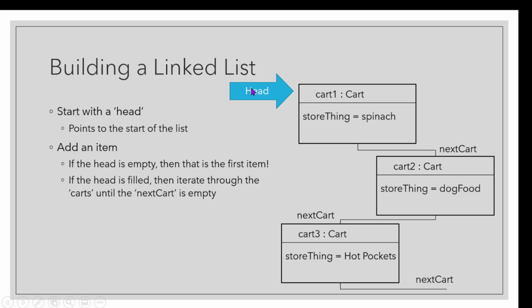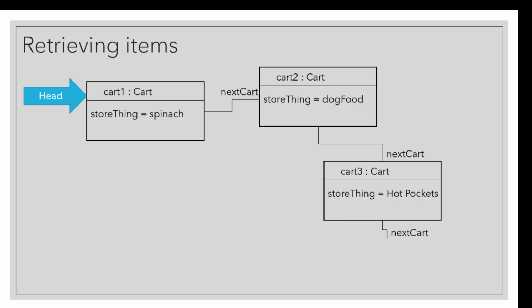We just start at the head. If that's not null, we just keep going. We iterate through them. While node.next is not equal to null, the node is equal to node.next, and then node.next again, until we get down to when it's equal to null. And when it's equal to null, we create a new node, a new cart, throw the thing in the cart, and then we attach that to the end.